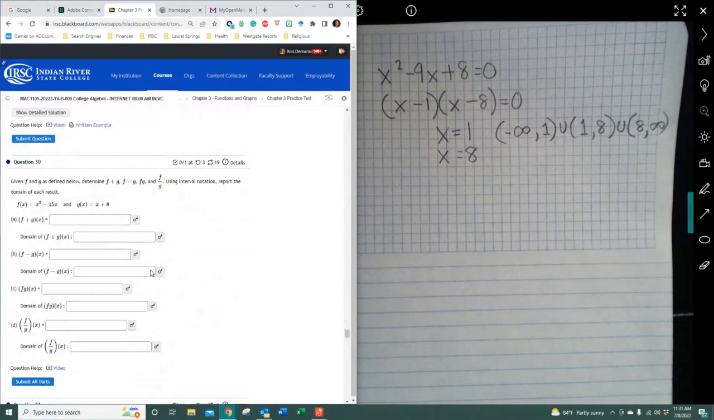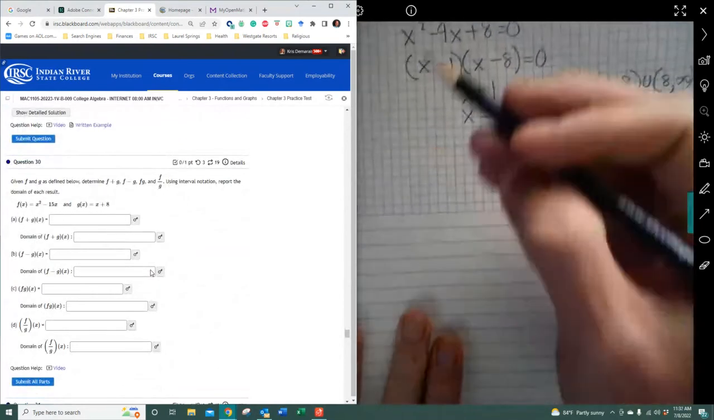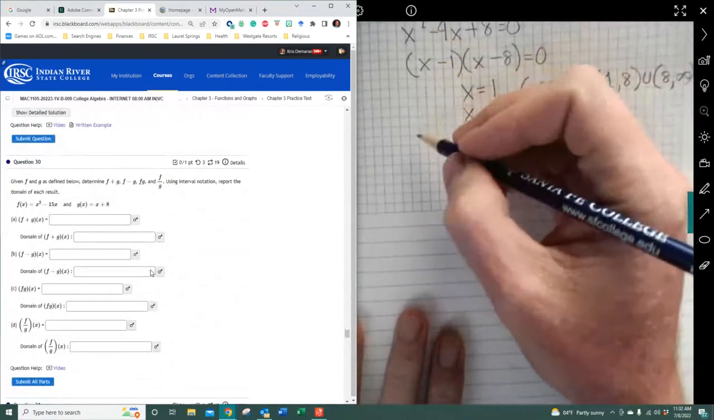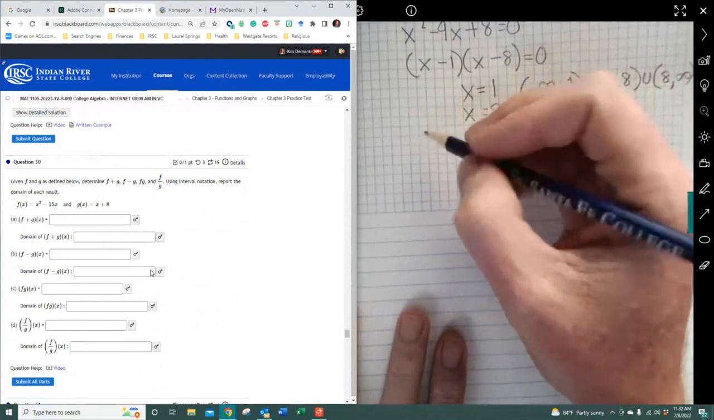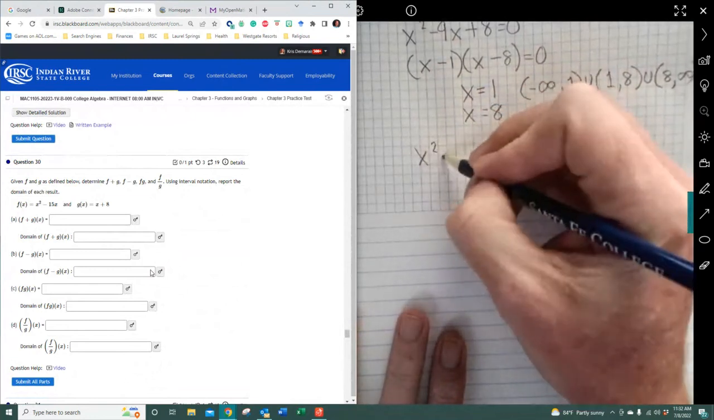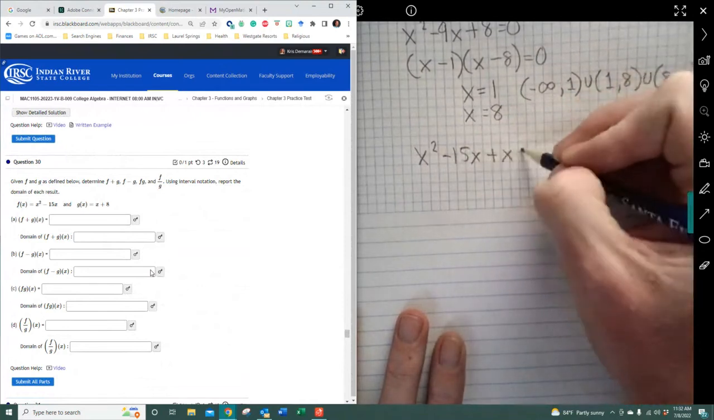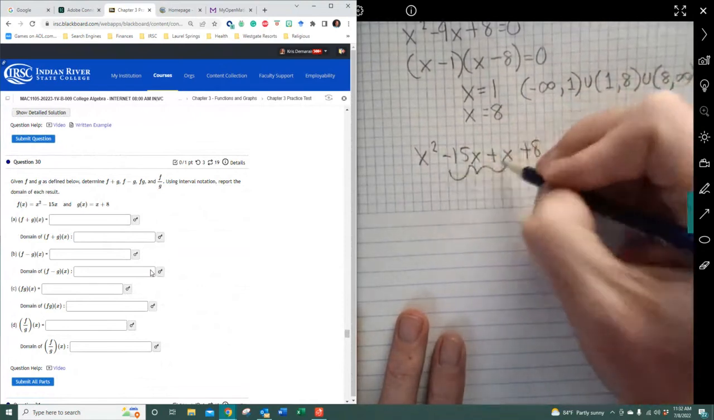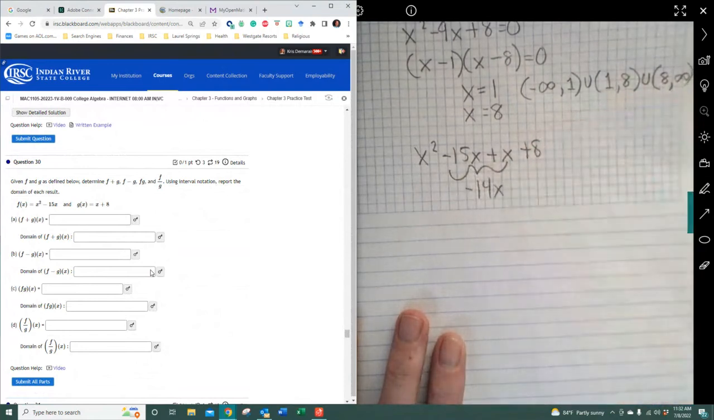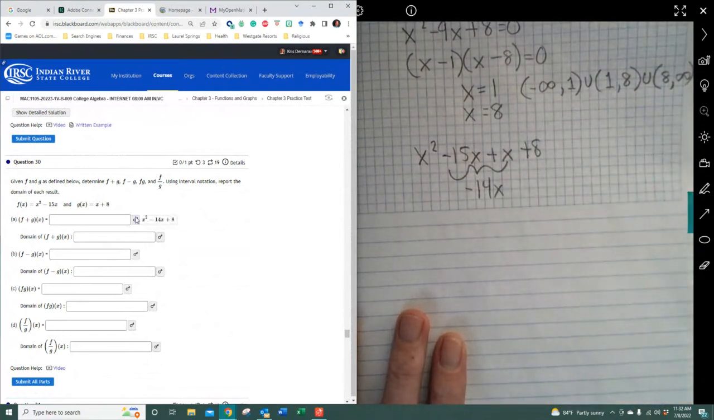Number 30. Now this is dealing with arithmetic operations. We're going to go ahead and add the functions together. So it's going to be x squared minus 15x added to x plus 8, where these two equal negative 14x. And then there's our answer for that one. Now the domain for that is going to be all real numbers because there are no restrictions on quadratics. So negative infinity to positive infinity when you say all real numbers.